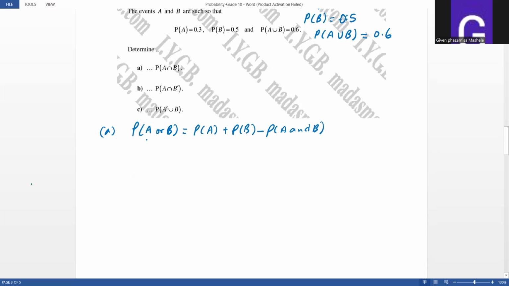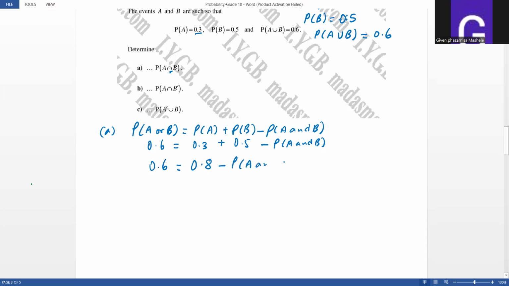And what is the probability of A or B? It's given as 0.6. Probability of A, we have it 0.3. What is the probability of B? It's 0.5. Now we can calculate the probability of A and B, which is the same as the intersection. So here we have 0.6. We can add these two, 0.3 plus 0.5. This gives us 0.8 minus the probability of A and B.